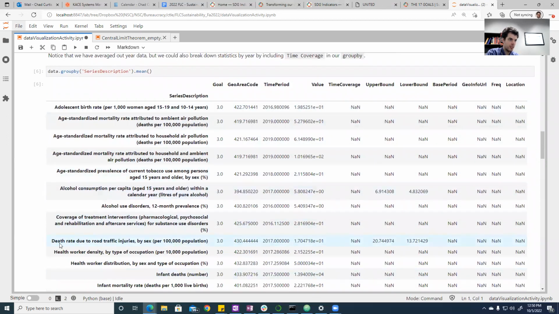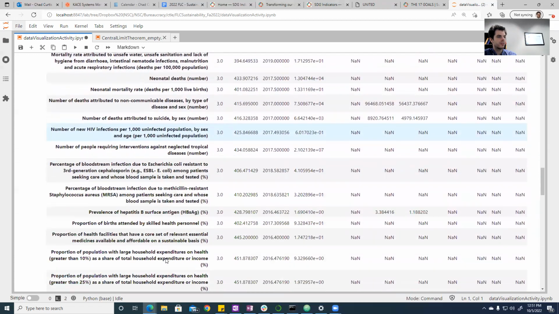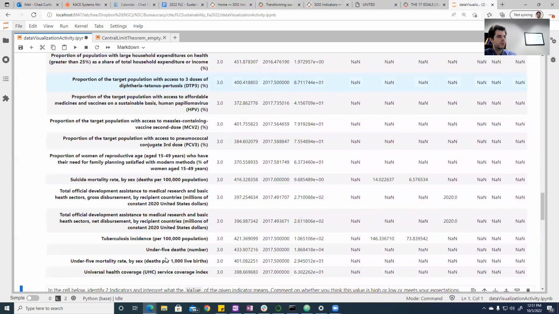This tells me, for instance, that the death rate due to road traffic injuries by sex per 100,000 of the population is about 17. So there are 17 deaths due to road traffic injuries per 100,000 people. That's taking all of the rates of the individual countries and giving a mean of means, an average of averages. It's important to understand that. Awesome. You can actually look at the averages for several different values here, so you can take a look at those.